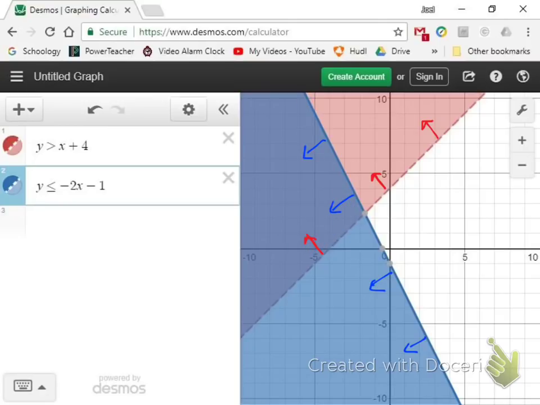I should do it in a better color. So right here is where my overlap is happening. So I know that, I think I named that one 4. And so that's where I should go ahead and shade. This is a really easy way, even without me coloring it in, you can kind of see that that's where the blue and the red shading overlap. And that's an easy way to do graphing systems of inequalities.